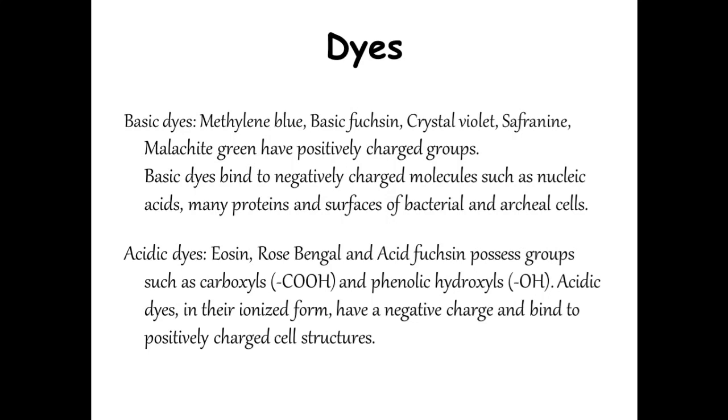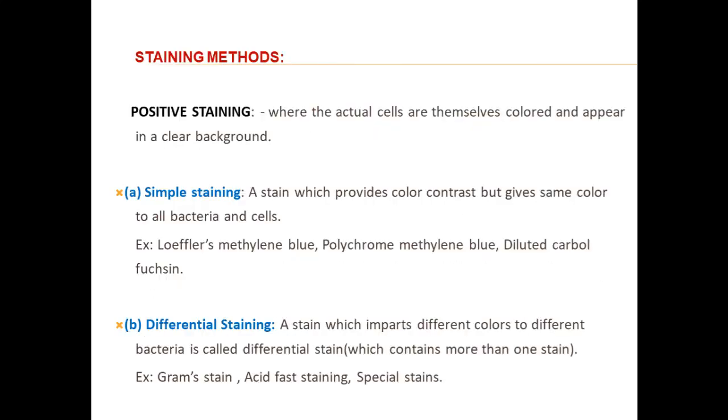Similarly, the next important one, acidic dyes. So when we talk about acidic dyes, the best examples are eosin, rose bengal, acid fuchsin, and they mainly bind to positively charged cell structures.